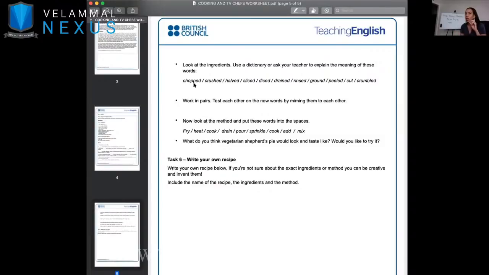So chopped, crushed, halved. In this case, it has to sound like a D, okay? So halved, sliced, again a D, sliced, drained, again a D, drained, I'm sorry, rinsed, ground, peeled, cut, crumbled.